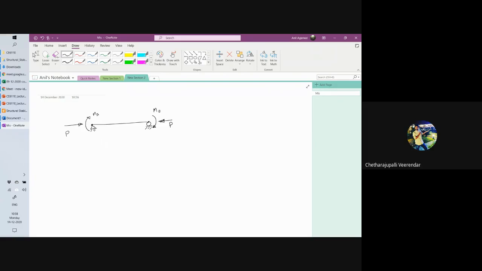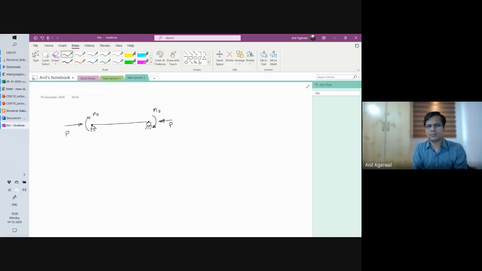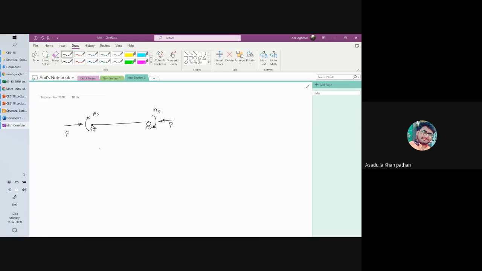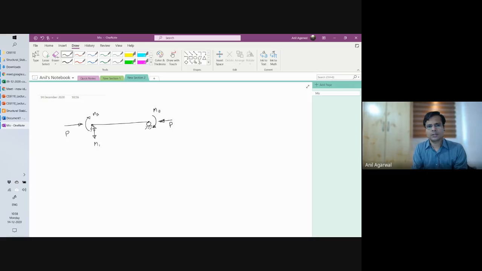MA minus MB by L. MA minus MB or plus MB? I have drawn them, both of them, in the clockwise direction. Plus, sir. So at this end, it is pulling it down by MA plus MB divided by L. At this end, it is pushing it up by MA plus MB divided by L. Agreed? So now, if you see, it is in perfect balance. MA plus MB divided by L multiplied by L will balance the moments, and P are balanced.